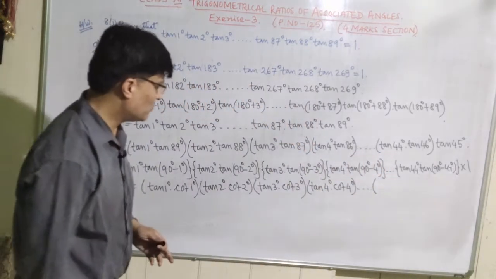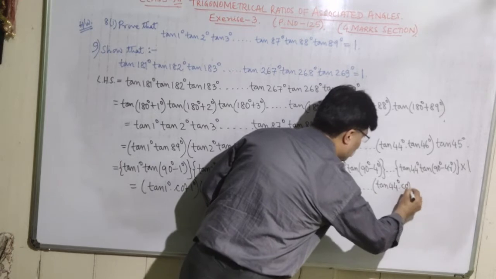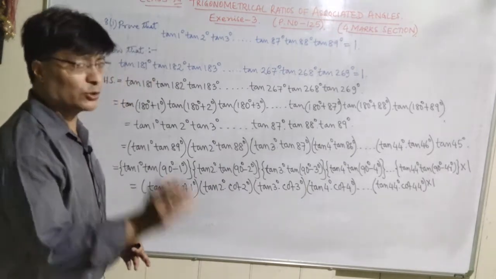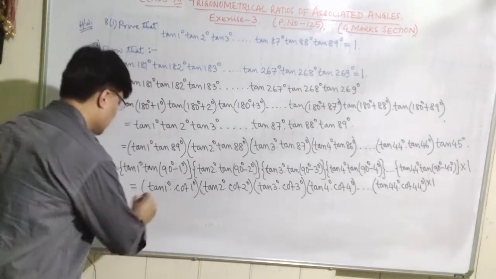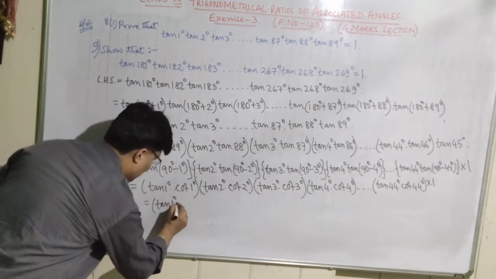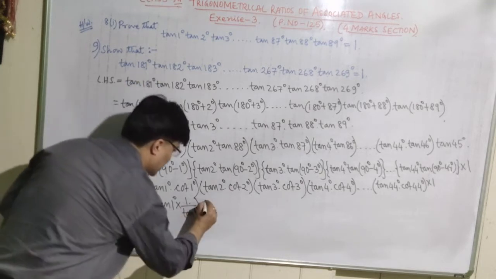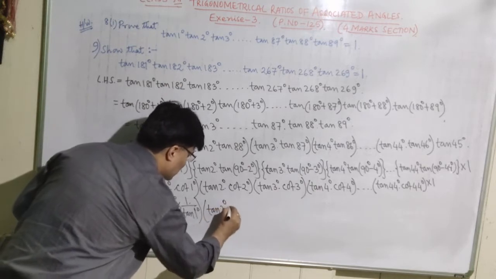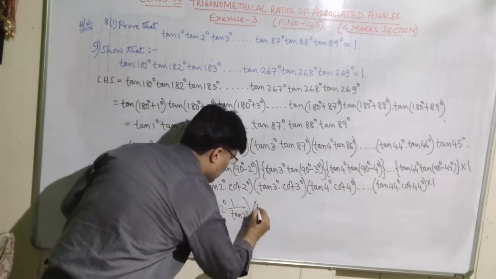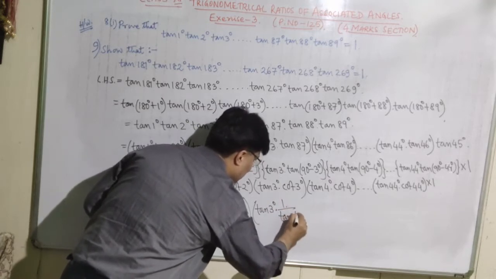And there, what will you write here? It is tan 44 degree into, what is tan 90 minus theta here again? Cot 44 degree into 1. So you know what is tan theta into cot theta? That is 1, isn't it? So you can write here tan 1 degree into 1 by tan 1 degree, right? This is also tan 2 degree into 1 by tan 2 degree. This is tan 3 degree into 1 by tan 3 degree.